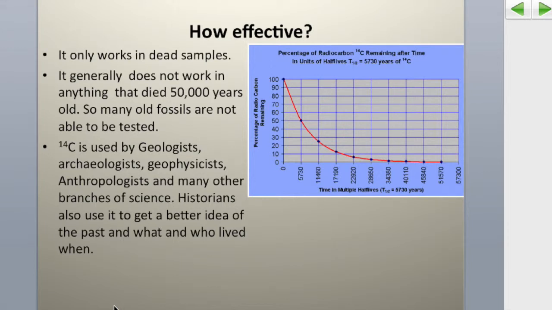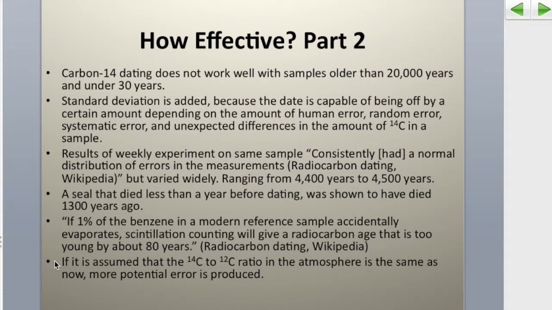Carbon-14 dating is used by geologists, archaeologists, geophysicists, and other branches of science. Historians also use it to get a better idea of the past. How effective? Part 2. C14 dating does not work well in samples older than 20,000 years due to low C14 levels and under 30 years because the degree of error is larger than the result.